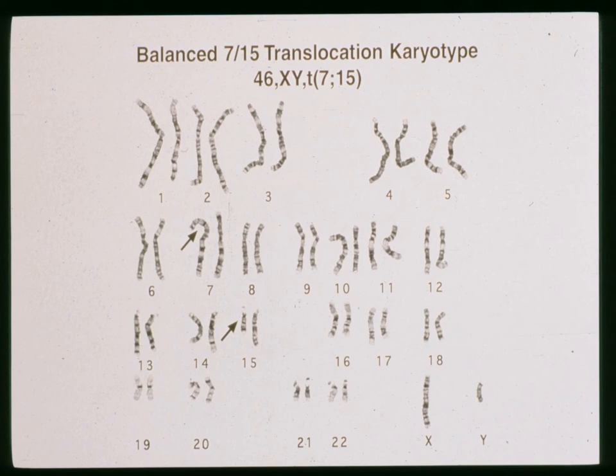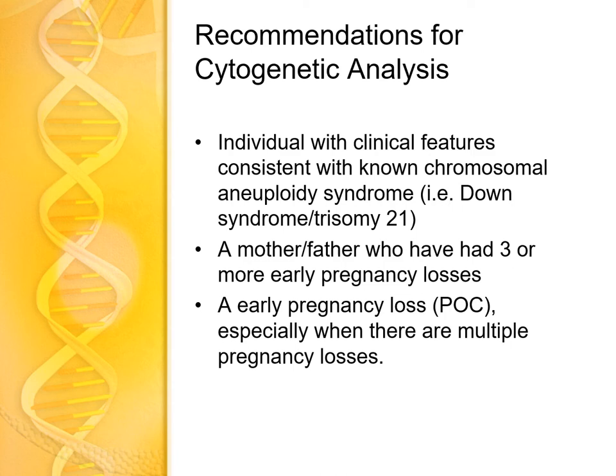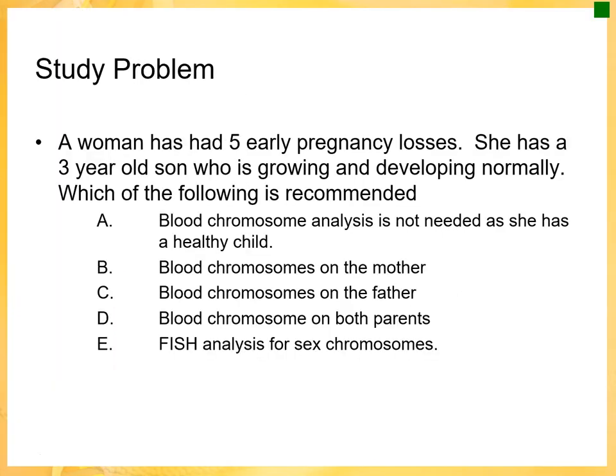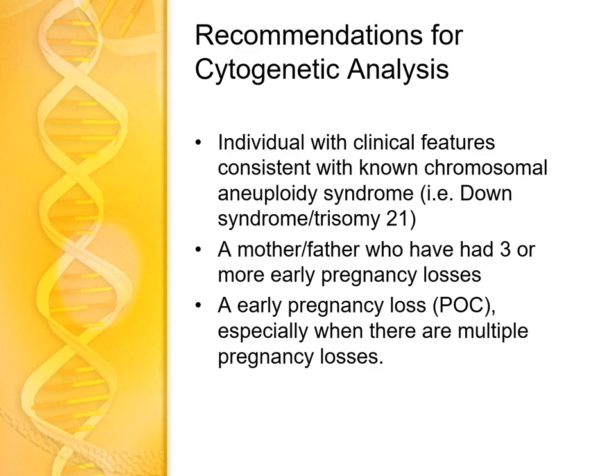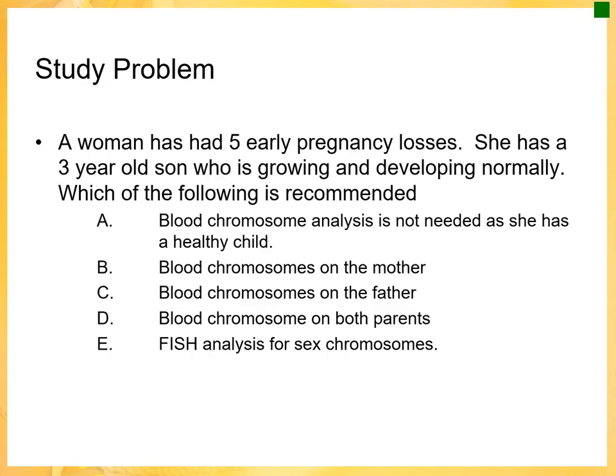About 1 to 2% of the population carries a balanced translocation, and you don't know it unless you have a child with a problem or multiple pregnancy losses. So the recommendation for getting chromosome analysis is an individual that has clinical features consistent with a specific syndrome. And as I said earlier, a syndrome is just a bunch of symptoms put together. So if we're worried that the baby has Down syndrome, we should do chromosomes. A mother and father who've had 3 or more pregnancy losses. And again, we have to do both parents. Or early pregnancy loss, if there are a lot of early pregnancy losses.